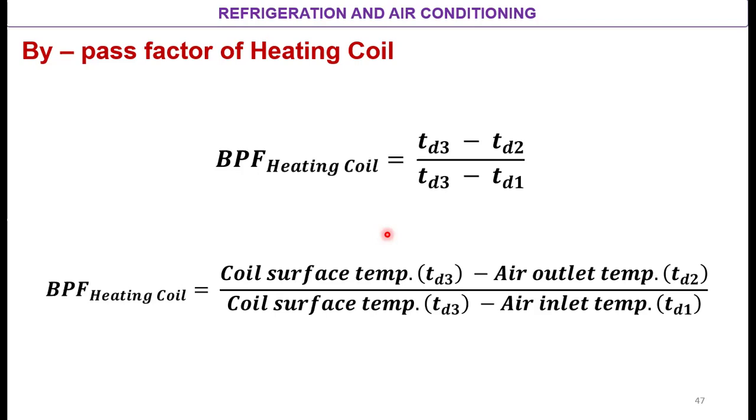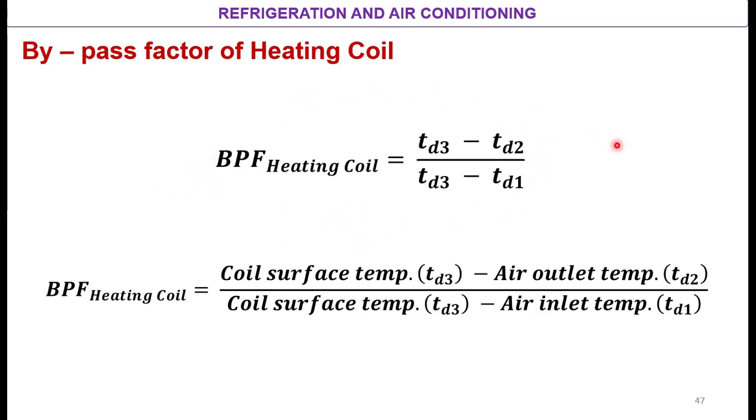Or in other words, this TD3 is nothing but the coil surface temperature, and TD2 is nothing but the air outlet temperature. So in the numerator, it is the coil surface temperature minus air outlet temperature, divided by coil surface temperature minus air inlet temperature. So you have to remember this formula, the bypass factor of the heating coil.